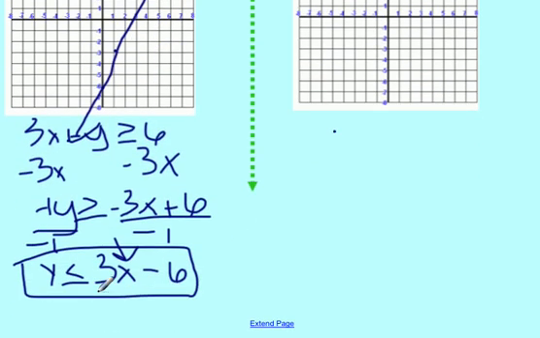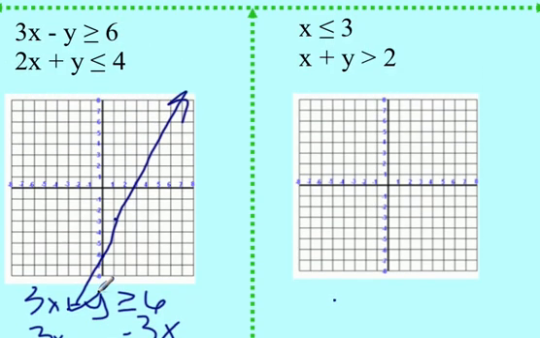Now when I look at my final region, I notice that the alligator is facing away from the y, so I do need to shade down from this line right here.